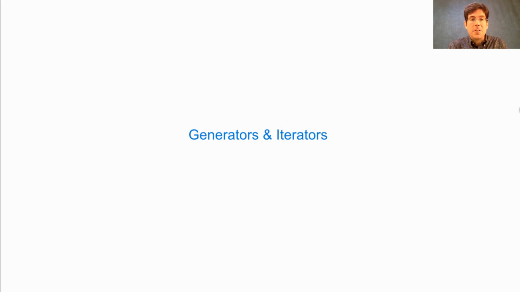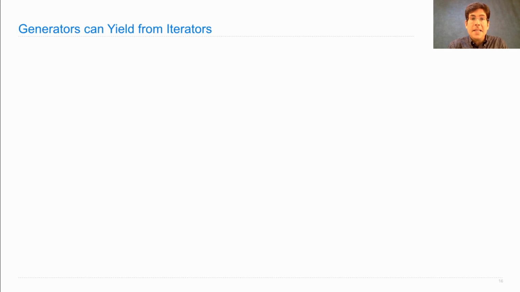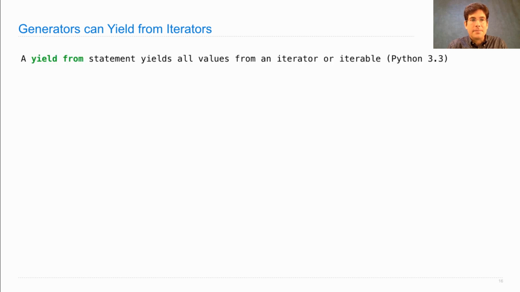Generator functions return generators, but they often process iterators in the course of their execution. And this happens so often that in Python 3.3, released back in 2012, they added a new statement, yield from, that just has a generator yield all the elements in some other iterator. So a yield from statement yields all values from an iterator or iterable.